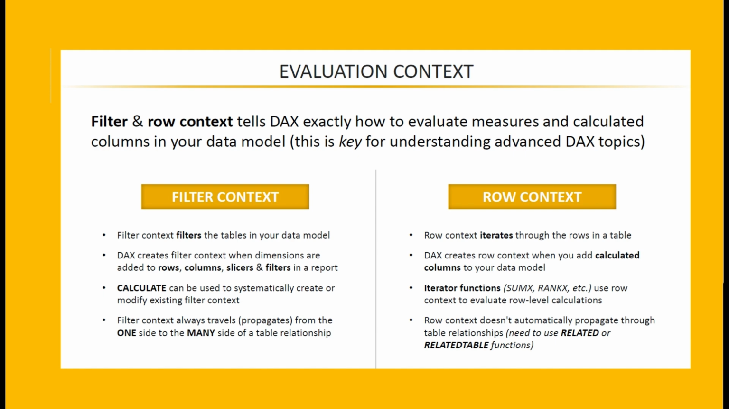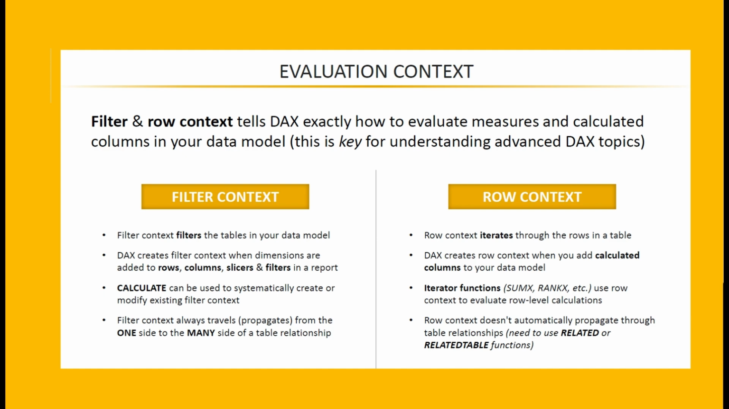There is also one more difference we can consider for the filter context. It will propagate, or travel, from the one side to the many side in a table relationship. Row context doesn't automatically propagate through the table relationship. We have to use the RELATED and RELATEDTABLE functions for row context. So that is the main difference between filter context and row context.